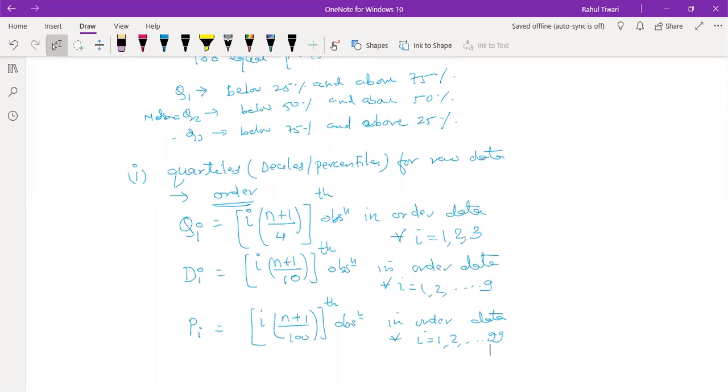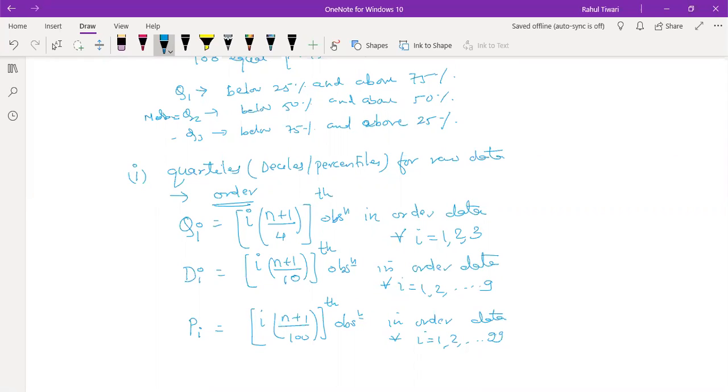So you have to define only the quartiles, Qi. No need to worry, I am giving all the concepts together. That does not mean that they will ask you all the concepts together. But conceptually it is the same.